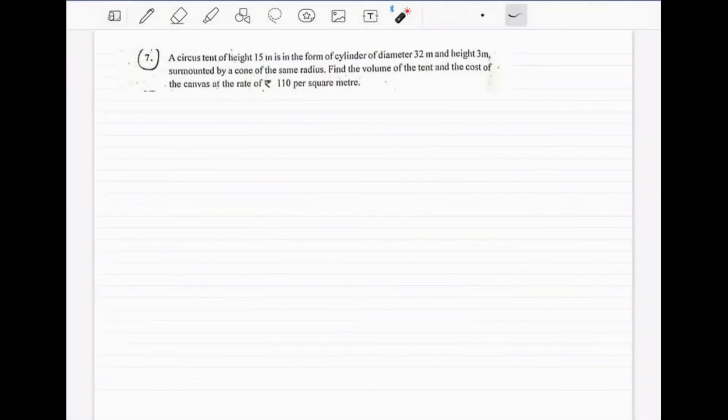So here, next one. It's similar. Okay, it's similar actually. Circus tent of height 15 meter is in the form of cylinder of diameter 32 meter and height 3 meter.